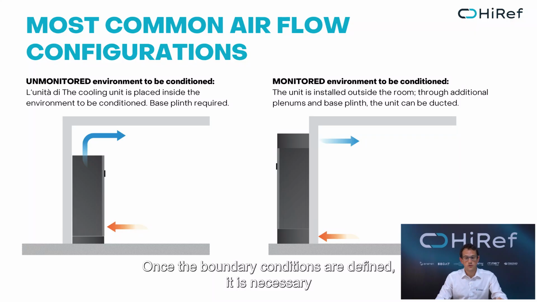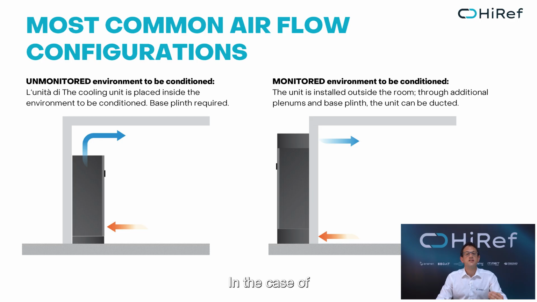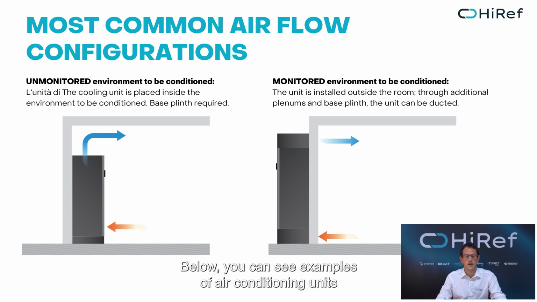Once the boundary conditions are defined, it is necessary to determine the best type of installation, depending on whether the environment is attended or not. In the case of an unattended environment, the air conditioning unit is installed inside the space to be conditioned. Below you can see an example of air conditioning units with air intake from the front and upward air supply.